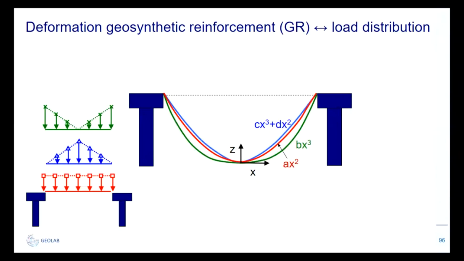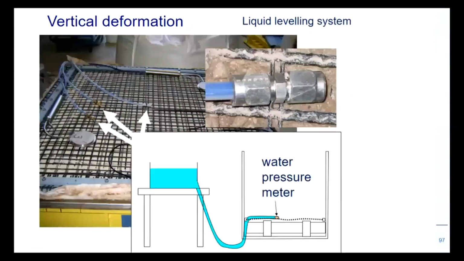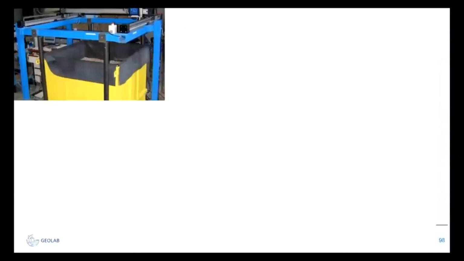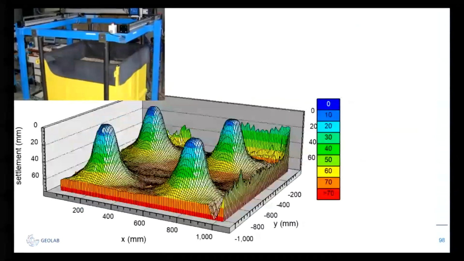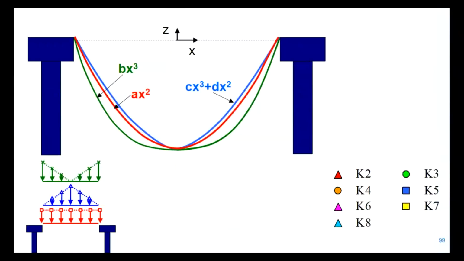And we can measure this easily. We can measure the shape of the reinforcement. And so we did. We did this with the water pressure meter in the tube with liquid, so the liquid leveling system. And we also did it with measuring the geosynthetic before and after a test. And then the difference between the shape was like this. And we were able to make cross sections through these measurements. So we were able to compare these measurements with those theoretical shapes.